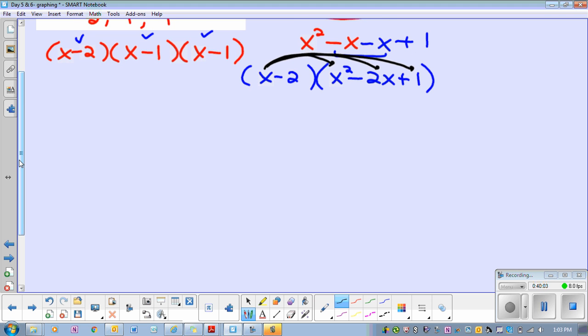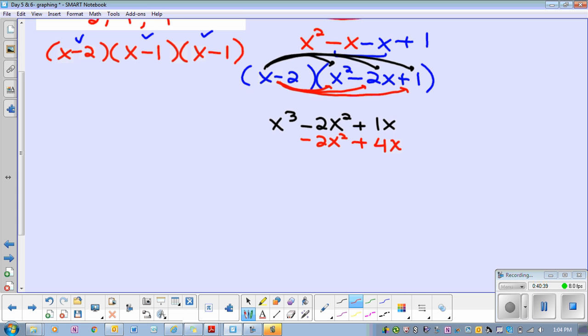x times x squared gives me x cubed. x times negative 2x, negative 2x squared. x times 1, you can write 1x, it's just x. Since we're adding everything up, we can put 1x for now. And then this negative 2 needs to go to everybody. Negative 2 times x squared is negative 2x squared. Negative 2 times negative 2x is plus 4x. And negative 2 times a positive 1 is negative 2.